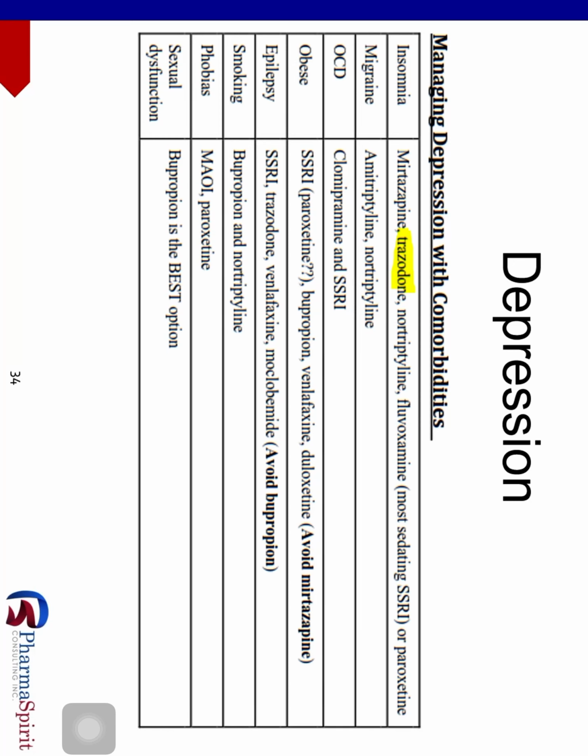Epilepsy: SSRIs, trazodone, venlafaxine, moclobemide can be used, but we need to avoid bupropion. Bupropion, as you know, is contraindicated in patients who have history of seizures. For smoking, if the patient is a smoker and has depression, bupropion and nortriptyline will be a good choice. If the patient has phobia, and we'll talk about this under anxiety, MAO inhibitors and paroxetine are good choices. If the patient has sexual dysfunction, bupropion is associated with the least sexual dysfunction among all the antidepressant agents.